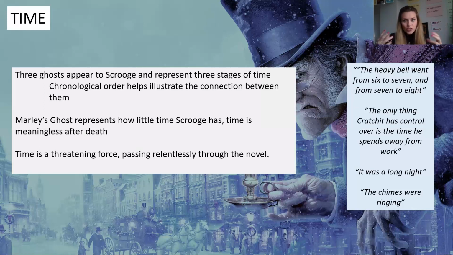It is important, it's not going to wait for him, he's not ready to meet the next ghost, he doesn't have a choice, and it's pressuring him and pushing him and pushing him to make those changes. And that links quite nicely back to this idea of the three stages of the past, the present and the future. And again, I've got some quotes down the side there.